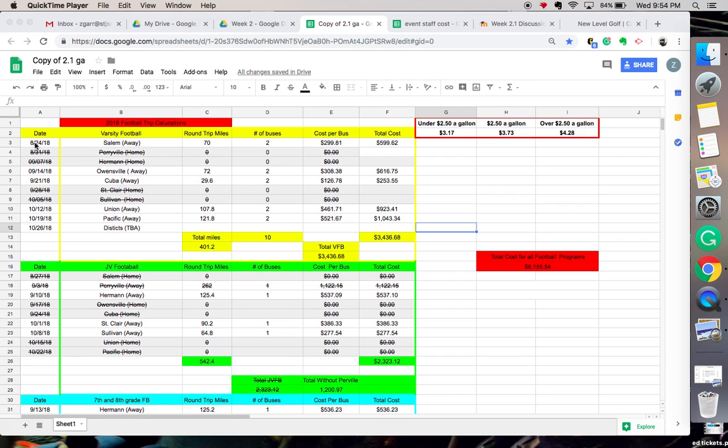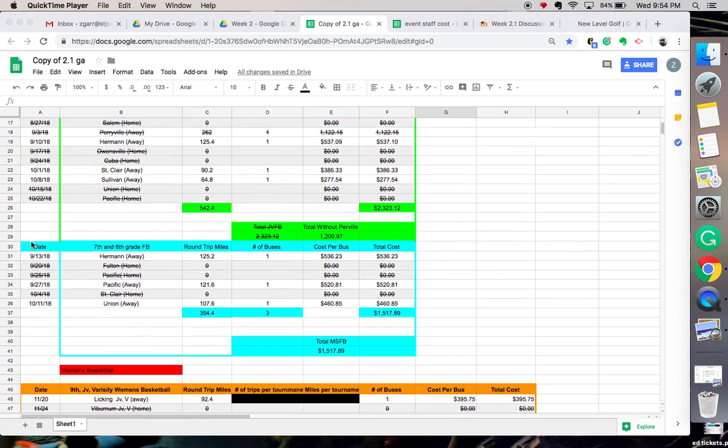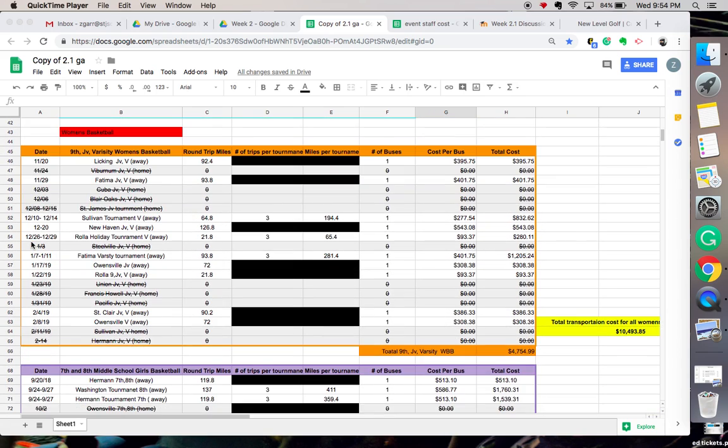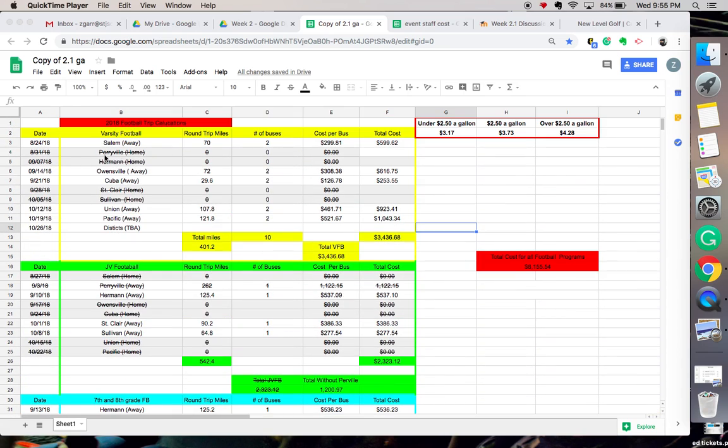I have all the schedules in here with the dates, and all the ones blocked out in gray and struck through are home games. So there's no trip cost for any of these.